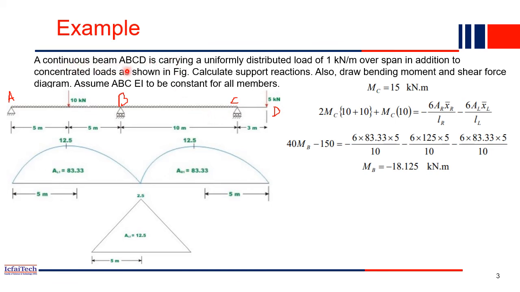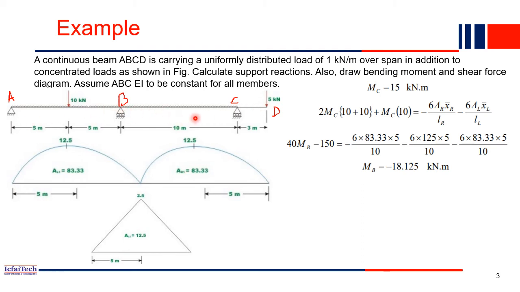So a continuous beam ABCD carrying a uniformly distributed load of 1 kilonewton per meter. So the UDL is acting 1 kilonewton per meter over the span, in addition to the concentrated load. In addition, the concentrated load is already acting here, 10 kilonewton. In addition to that, the unit load is also acting. So calculate the support reactions. Also draw the bending moment and shear force diagram. So you have to find all the support reactions, and you have to draw the bending moment and shear force diagram of this beam.